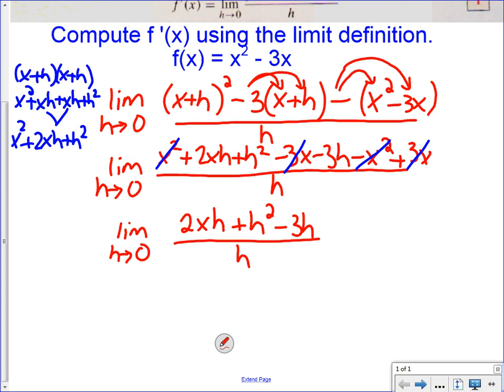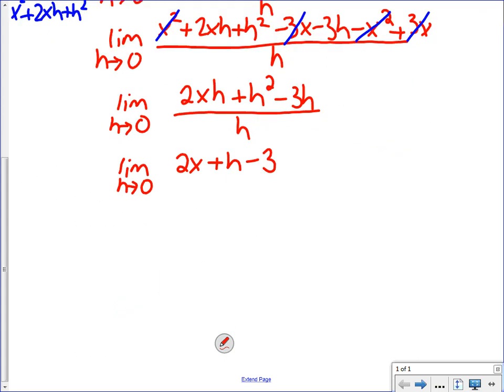Now we can divide each term by h, and we get the limit as h approaches 0 of 2x plus h minus 3. Then we can use direct substitution to evaluate the limit. So this now becomes 2x plus 0 minus 3, which then becomes 2x minus 3. All right, so this is f prime of x.